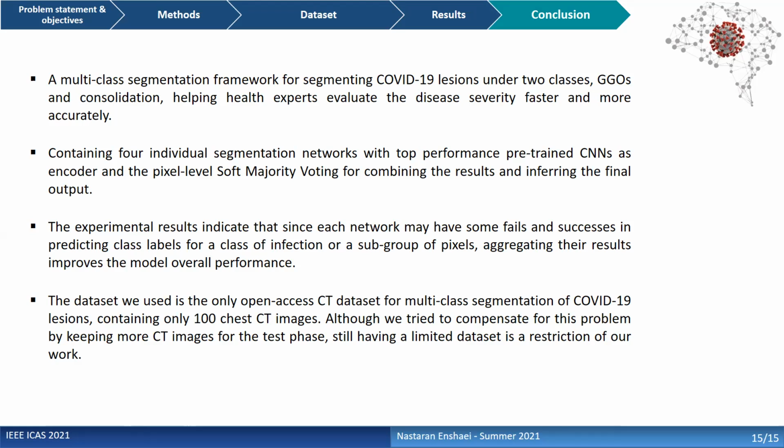We should say that the data set we use, to the best of our knowledge, is the only open access data set for multi-class segmentation of COVID-19 lesions, which contains only 100 chest CT images. Also, we try to compensate for this problem by keeping more CT images for the test phase. Still, having a limited data set is considered a restriction of our work.